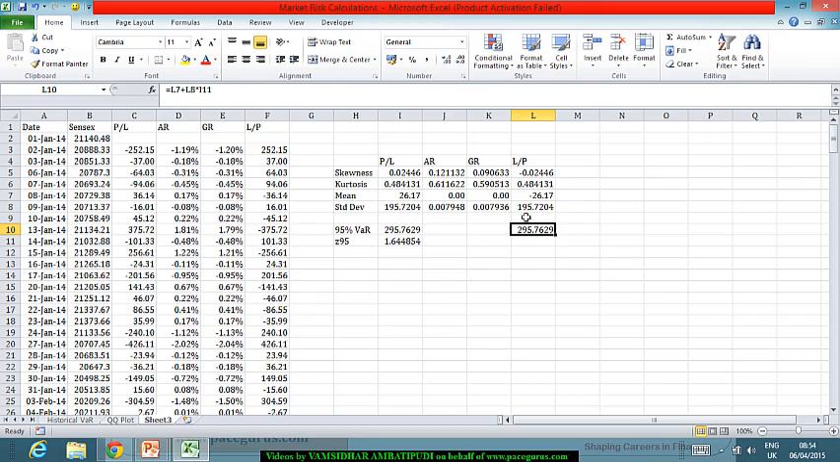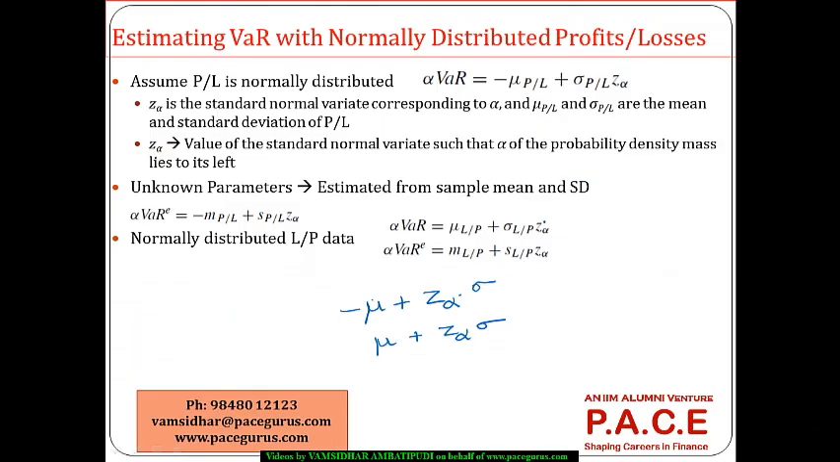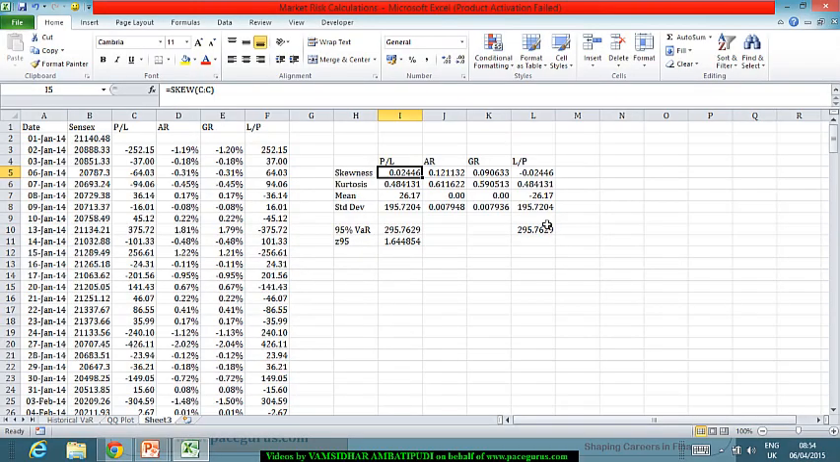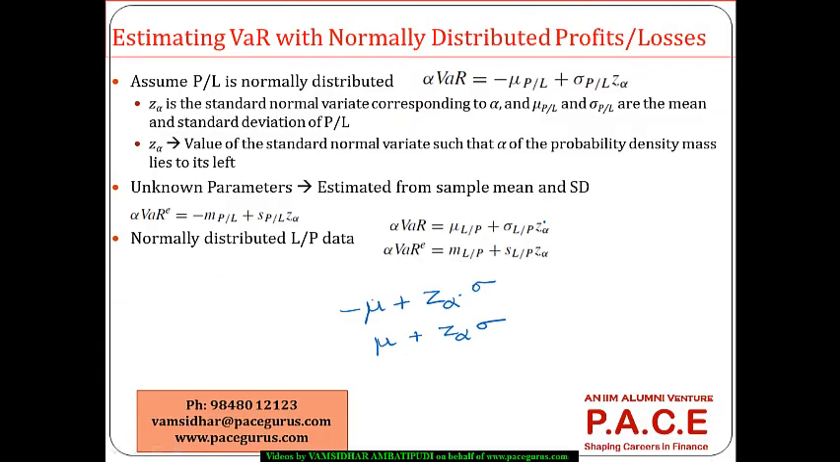Only for the mean, I will not have the minus sign. If you see here, only the first degree and the third degree are changing the sign. But the second and the fourth are exactly the same, whether I am taking the PL data or the LP data. So this is how we compute the value at risk when I am dealing with the PL values or the LP values. They follow a normal distribution.